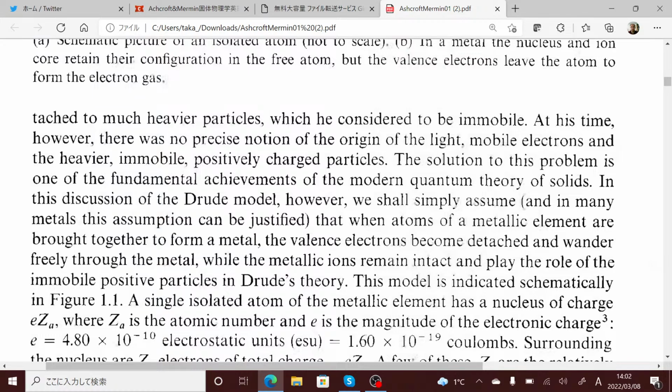In this discussion of the Drude model, however, we shall simply assume, and in many metals this assumption can be justified, that when atoms of a metallic element are brought together to form a metal, the valence electrons become detached and wander freely through the metal, while the metallic ions remain intact and play the role of the immobile positive particle.